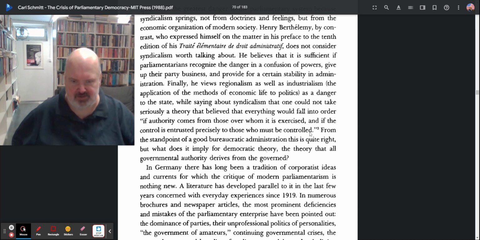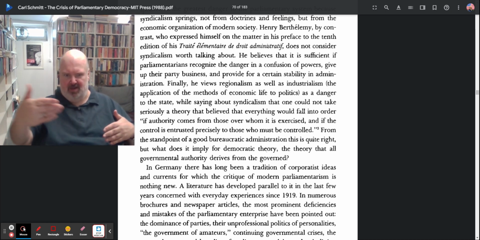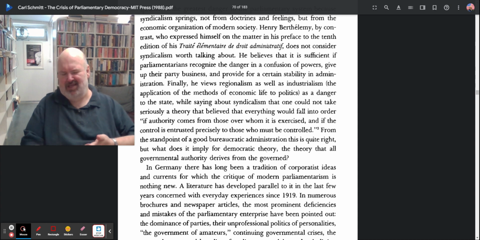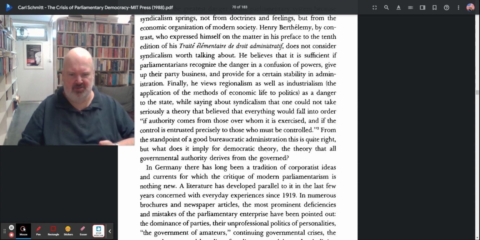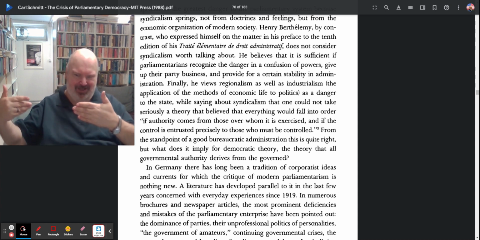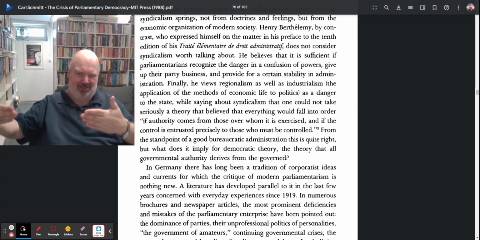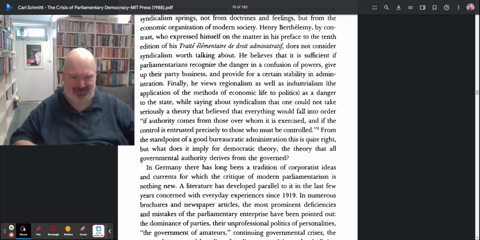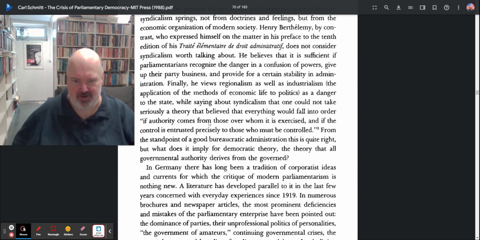Right, period. So again, he's quoting from Berthélemy in his administrative view in that sense. Syndicalism doesn't make any sense, he says, because control should not come from the people who should be controlled. Right. In other words, authority is to come from those over whom it is exercised, and if the control is entrusted precisely to those who must be controlled.